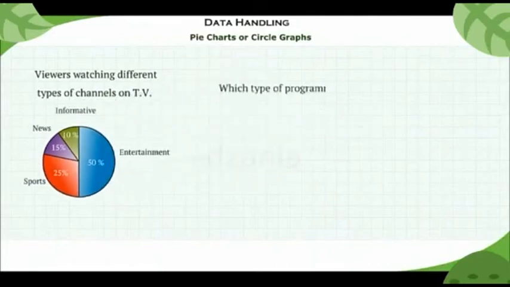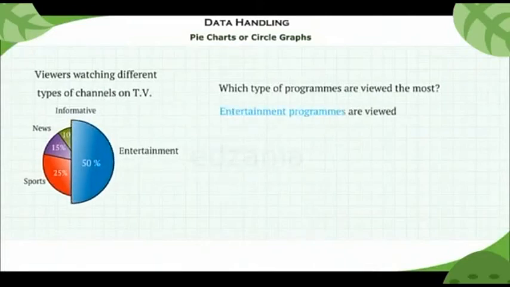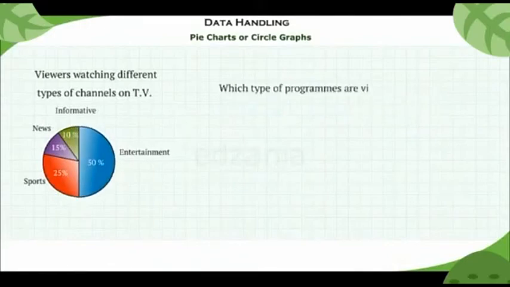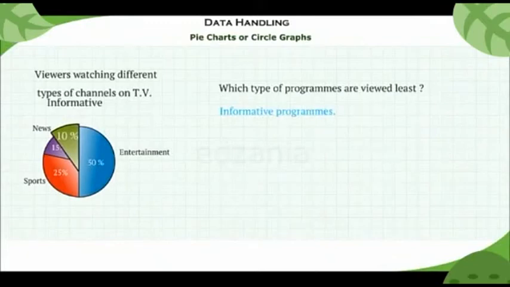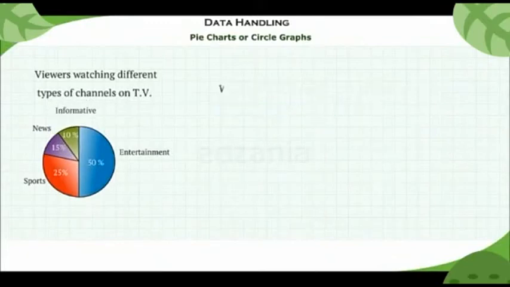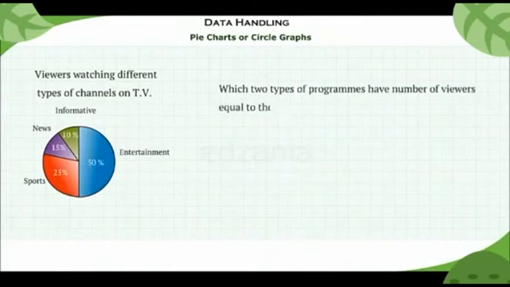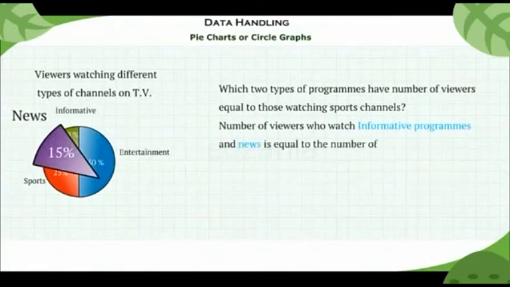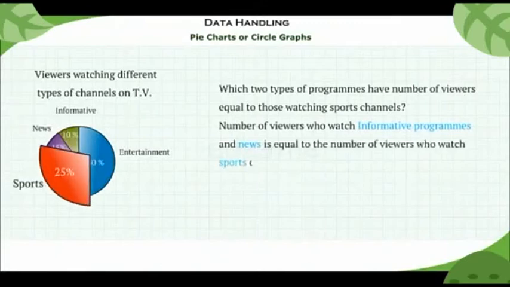Which type of programs are viewed the most? Entertainment programs are viewed the most. Which type of programs are viewed least? Informative programs. Can you tell which two types of programs have number of viewers equal to those watching sports channels? The number of viewers who watch informative programs and news is equal to the number of viewers who watch sports channels.